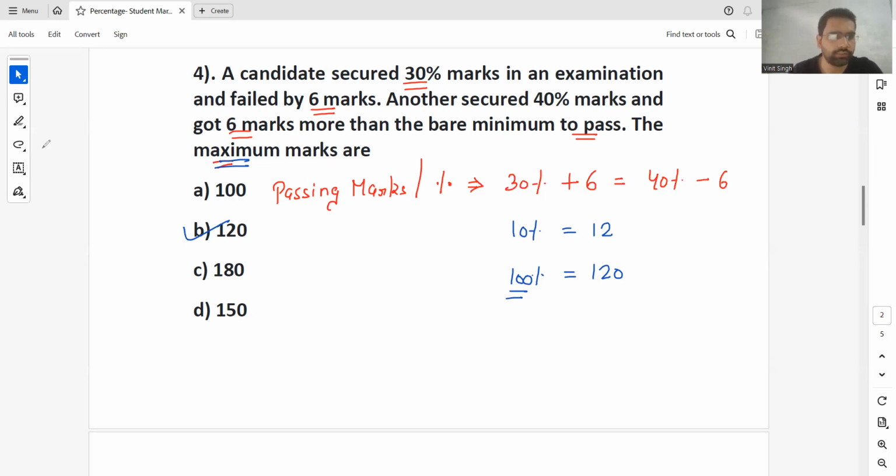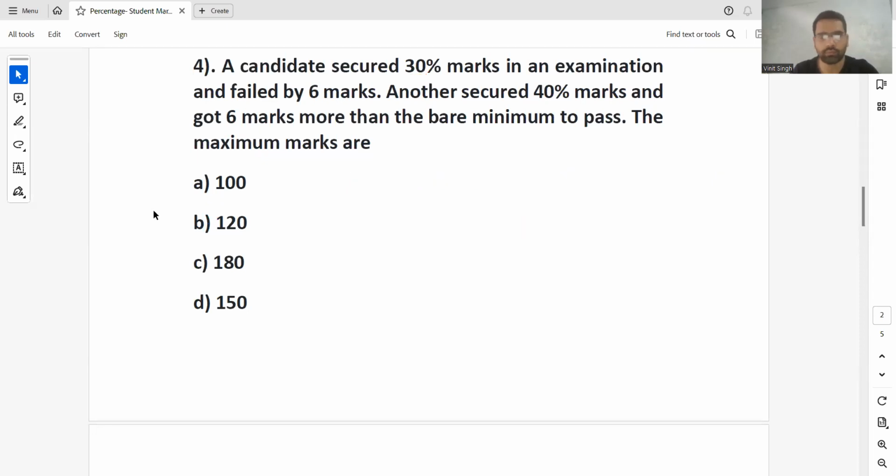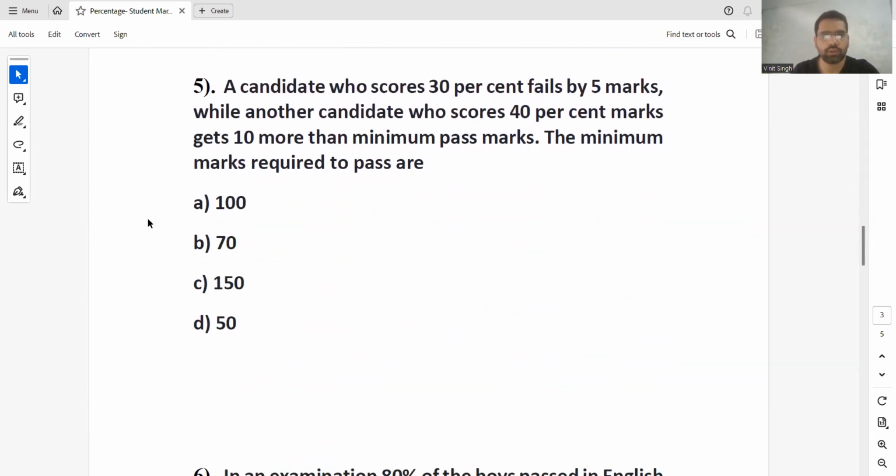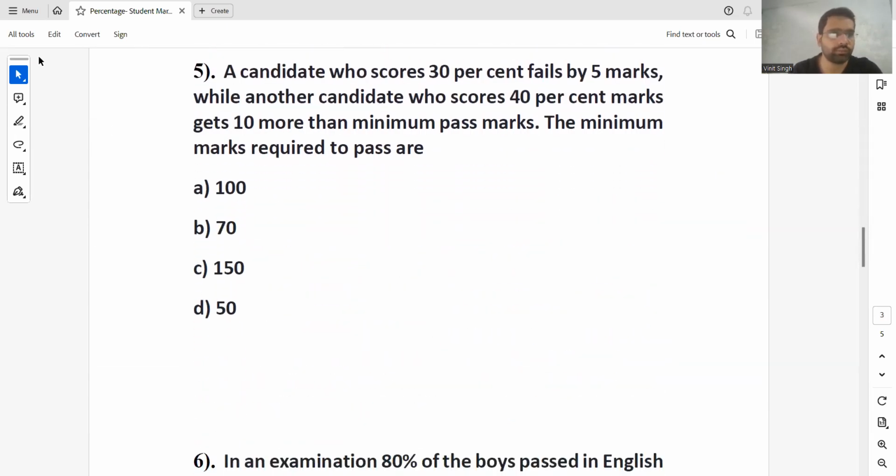Next question. Question number 5. A candidate who scored 30% failed by 5 marks, while another candidate who scored 40% marks got 10 more marks than the minimum pass marks. Find the minimum marks required to pass the examination. And we have to find the passing marks.